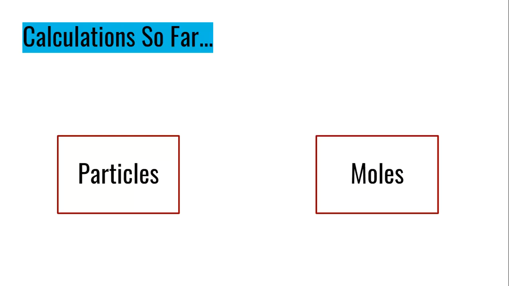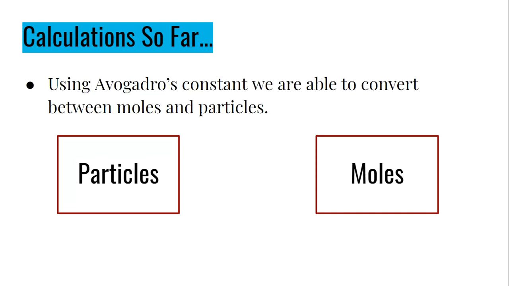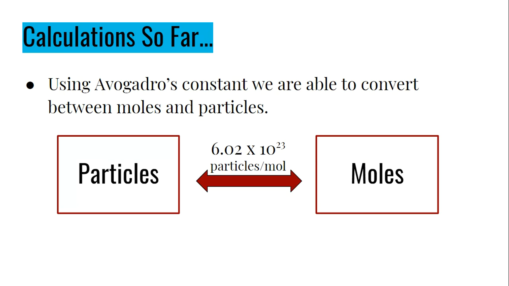So let's look at the calculations we've covered so far in other lessons. We have talked about how you can convert from particles to moles using Avogadro's constant, right? So there are 6.02 times 10 to the 23 particles in every mole. So we can use that number to convert between particles and moles.